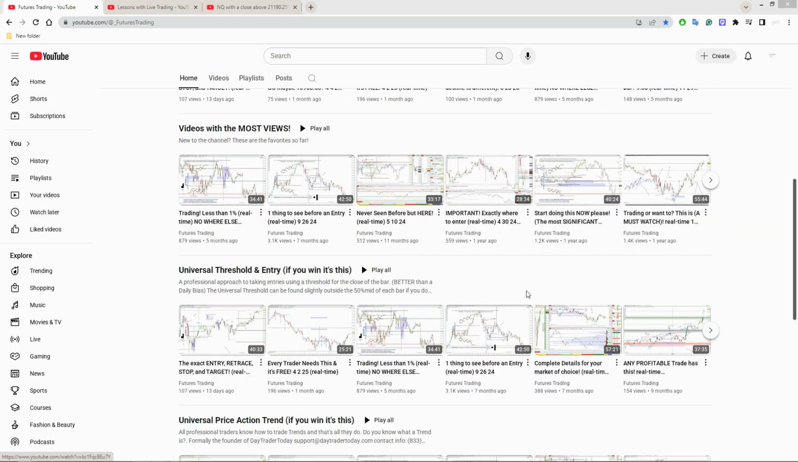I got a lot of stuff for you. Universal threshold. This is how far the bar will pull back before the market continues. So this is the live candle. Give me one moment.